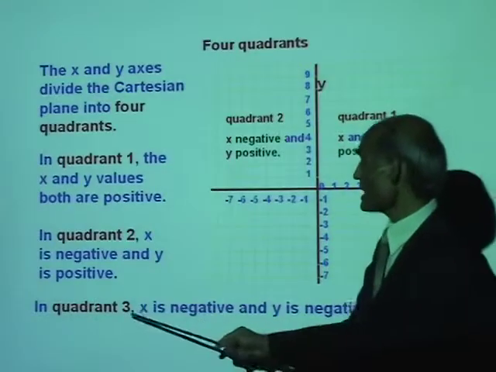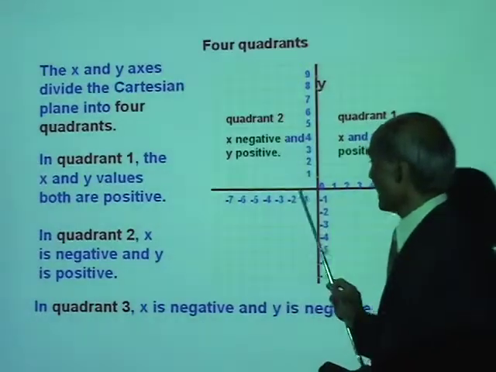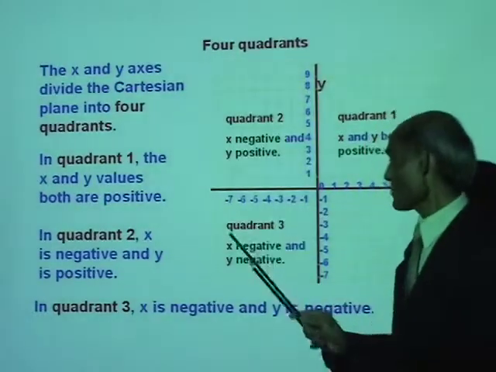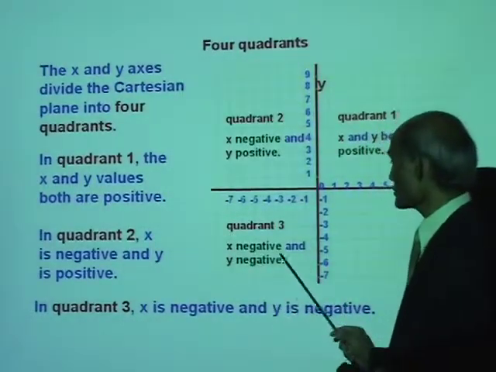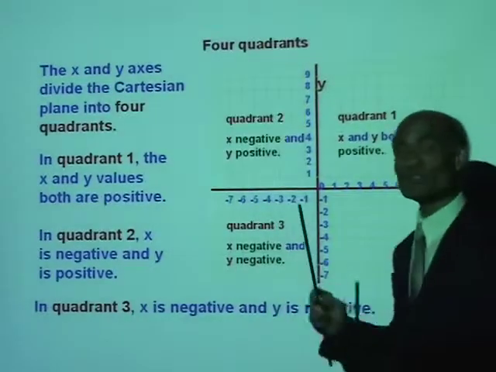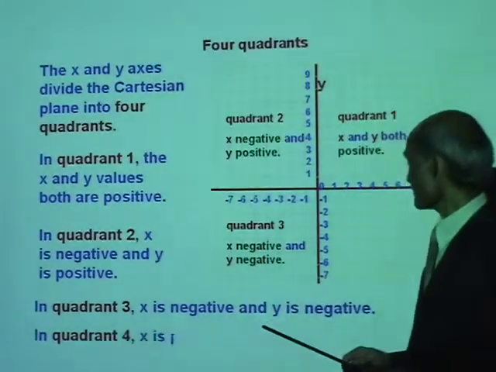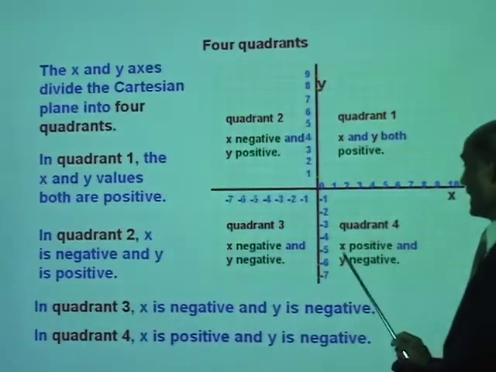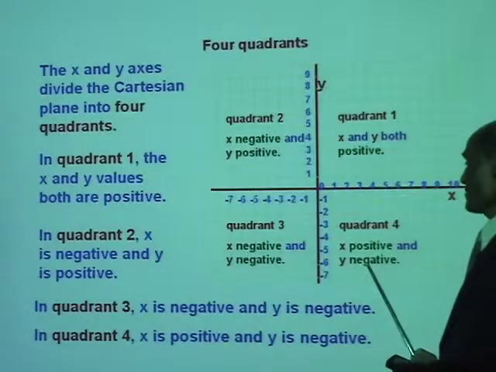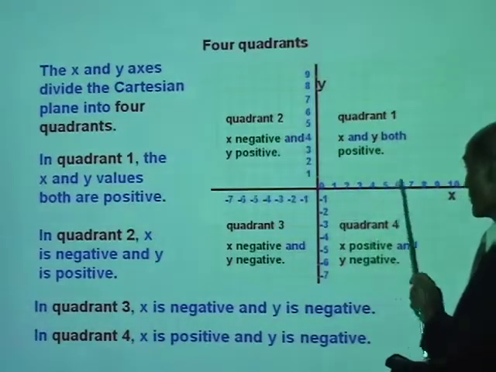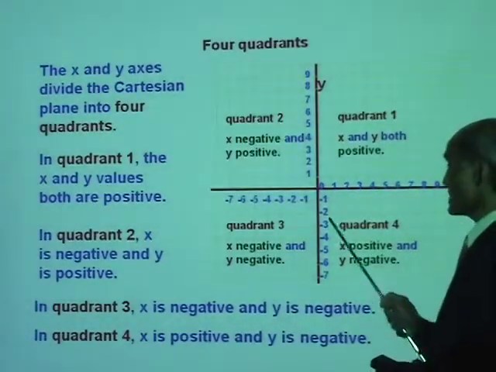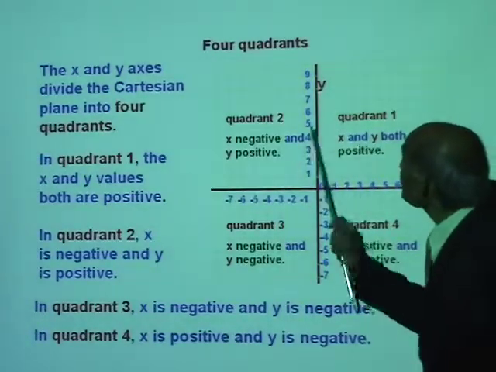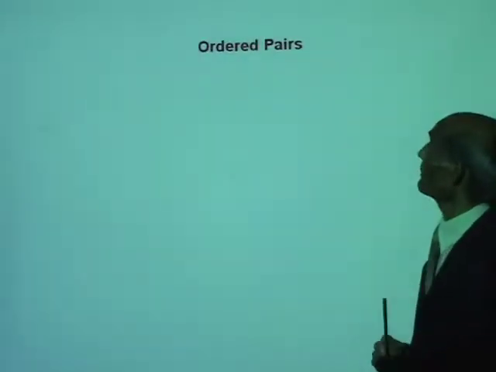How about quadrant 3? In quadrant 3, x is negative and y also is negative. And how about quadrant 4? In quadrant 4, x is positive and y is negative. Is that right? Well, we will be using these concepts as we move on.